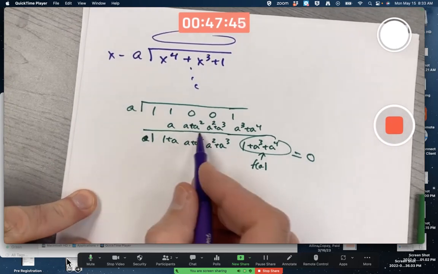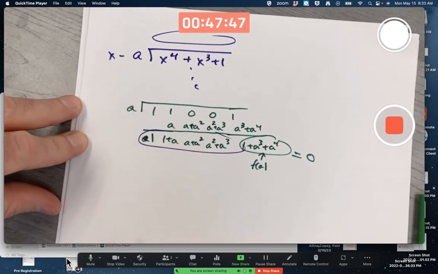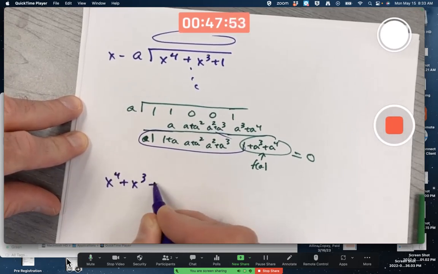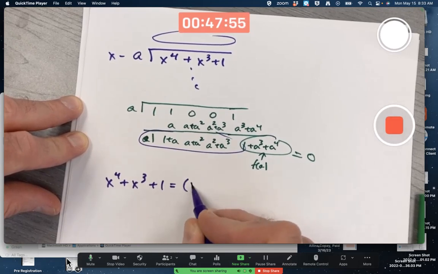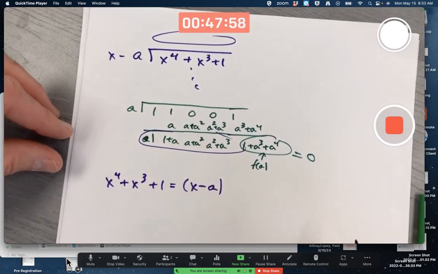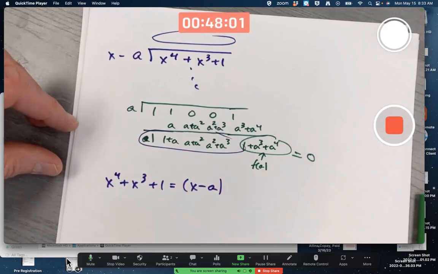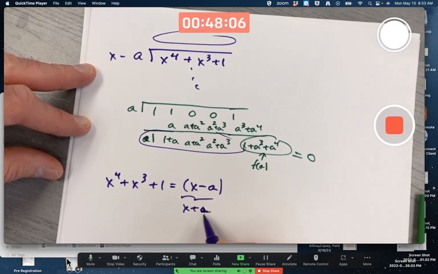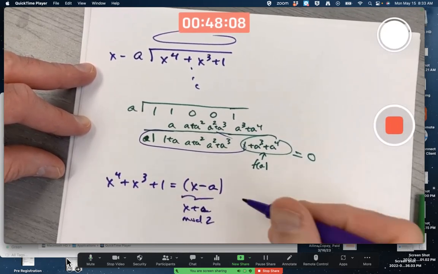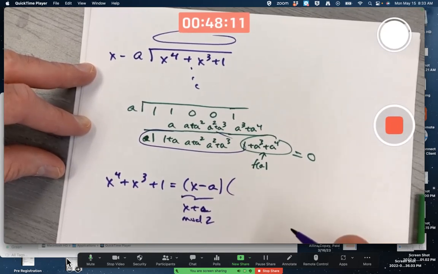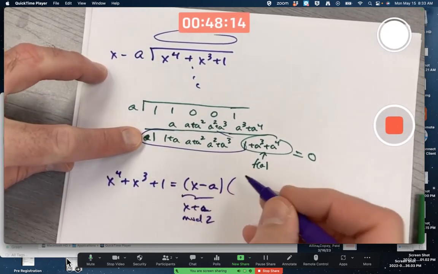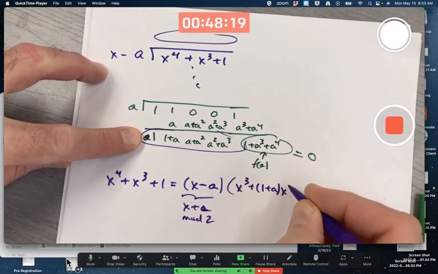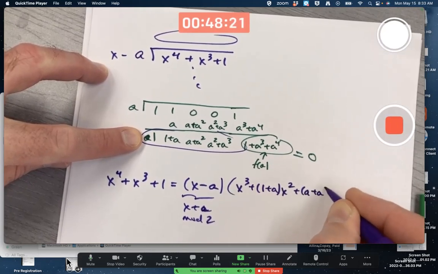And what does all this mean? It means we can factor the original polynomial x to the 4th plus x cubed plus 1. Yes, I will write it as x minus a, though since the characteristic here is 2, that's the same as x plus 2, plus a. x plus a mod 2. And these are the coefficients of a cubic. That helps us factor this.